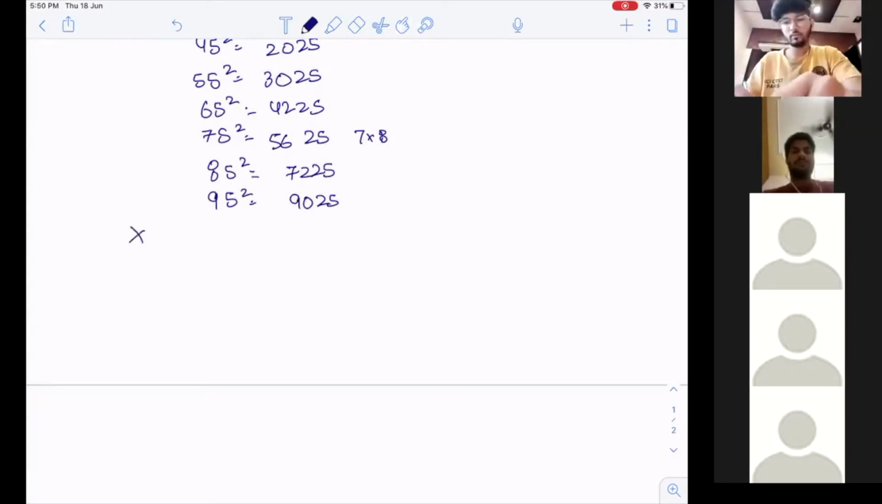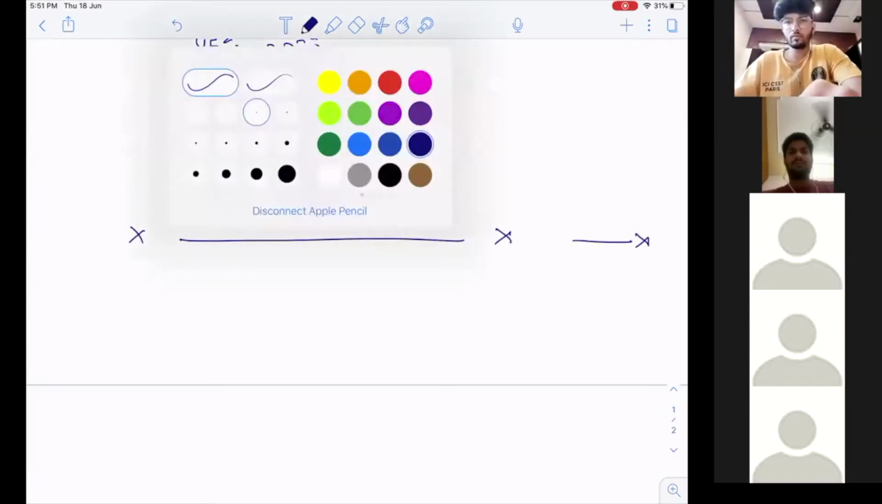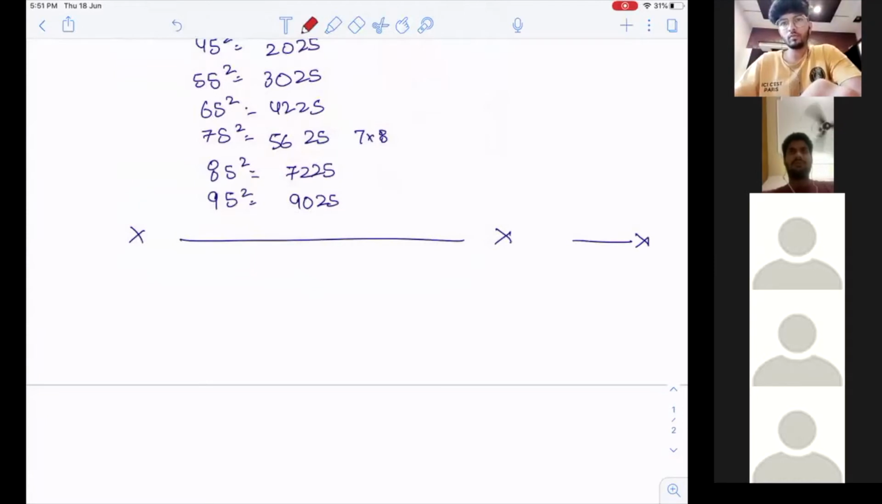Okay. Now let's move to the next one. We'll be doing numbers from say 30 to 70 squares. How do we do this? 30 to 70 square. Very simple way. What is a 50 square? Could you please tell me? 2500. What is 50 square? 2500.